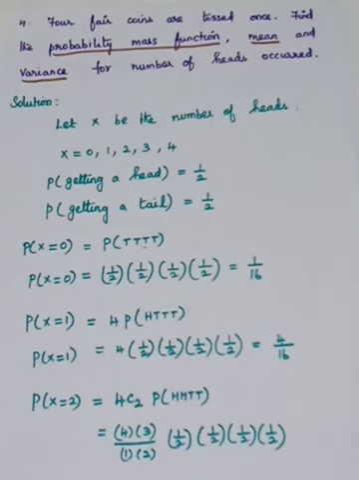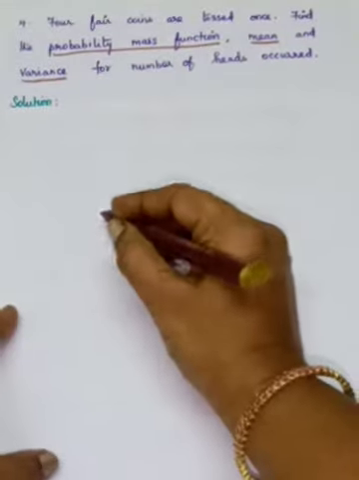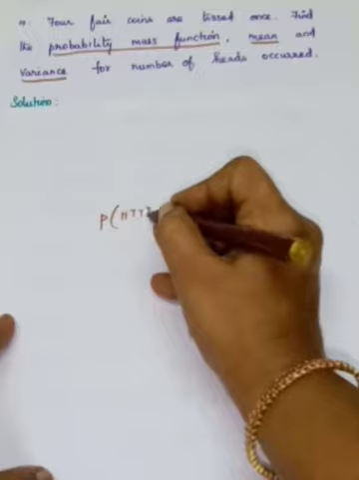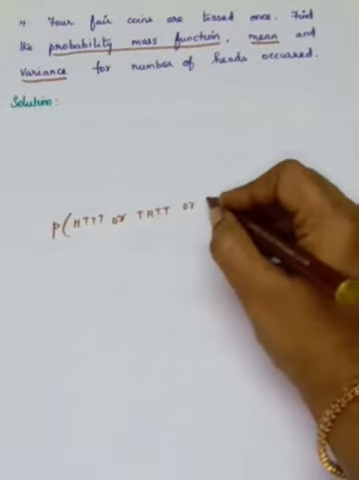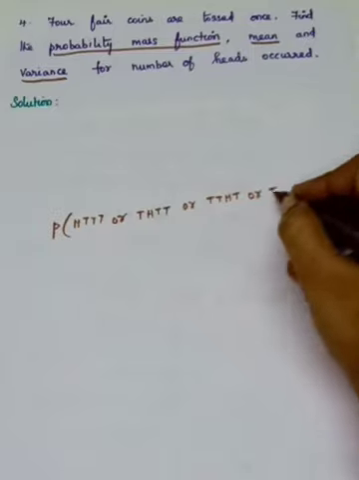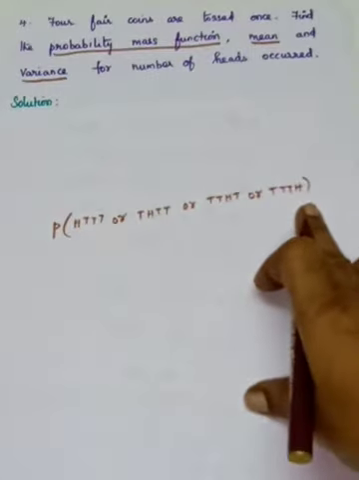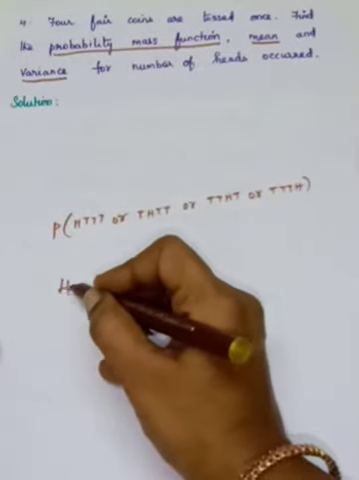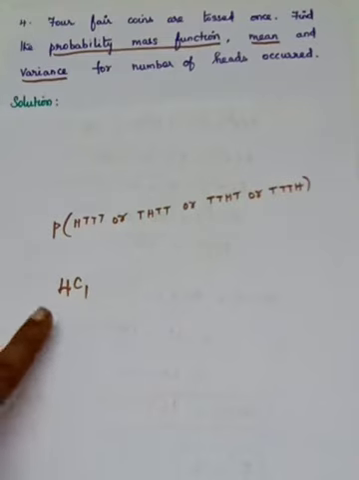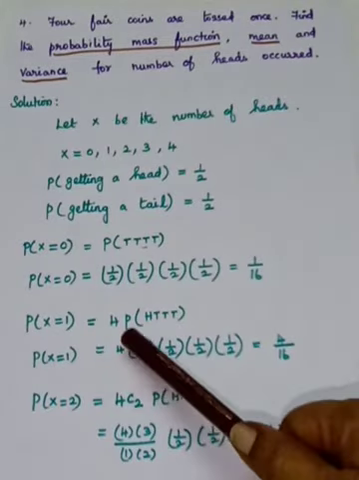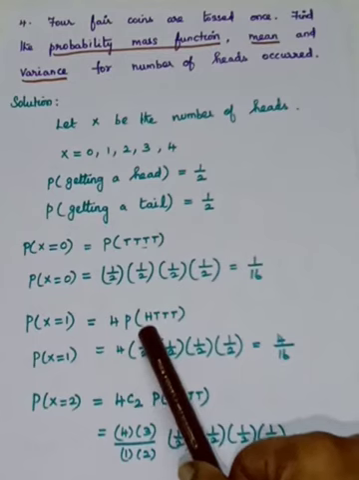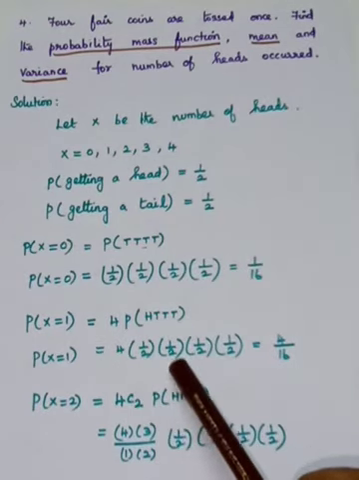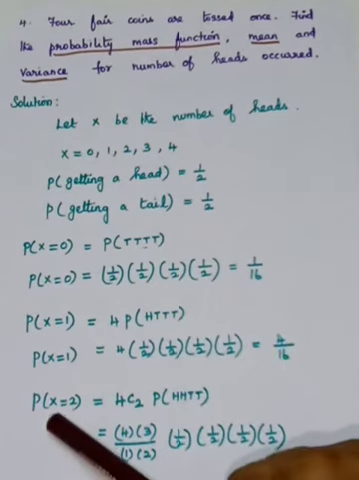Otherwise we can write this event. P of first time you can get head, H, T, T, T, or T, H, T, T, or T, T, H, T, or T, T, T, H. So how many times are you getting? 4. Otherwise it can be written as out of 4 coins, only one coin is head. So only one coin we have to select which has head. That can be written as 4C1, so 4C1 is equal to 4. So you have to find the probability of HTTT, which can be written in multiplication. So 4 into 1 by 2, 1 by 2, 1 by 2, 1 by 2, that is equal to 4 by 16.